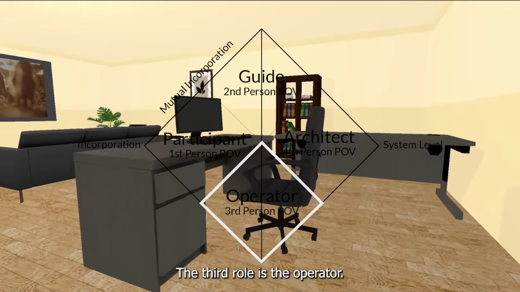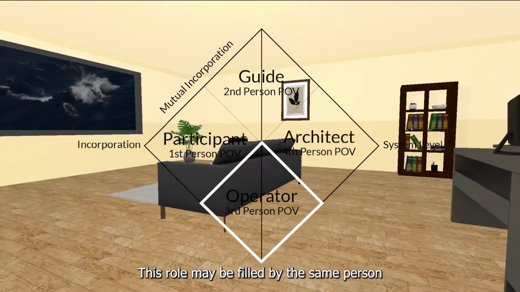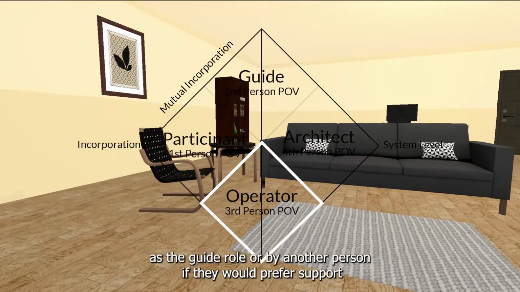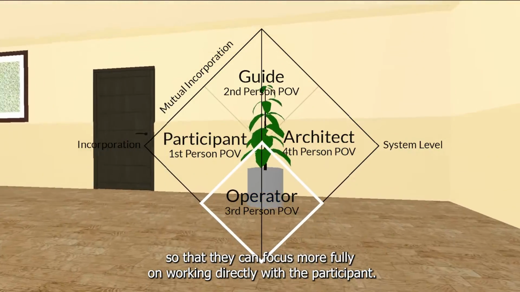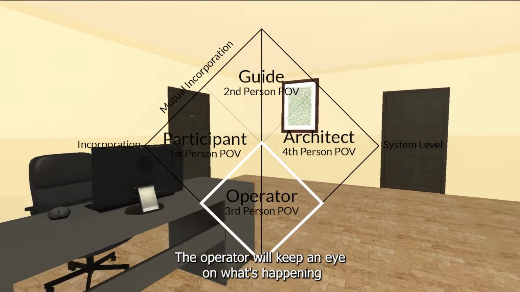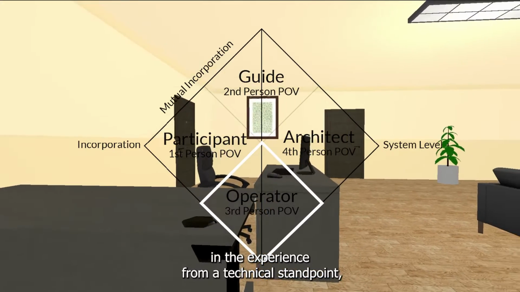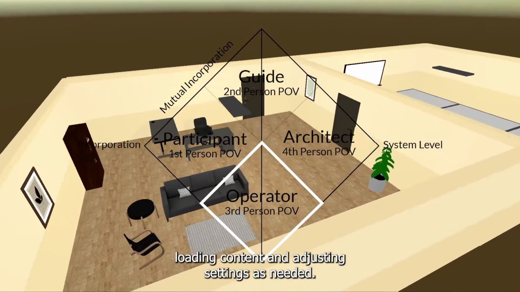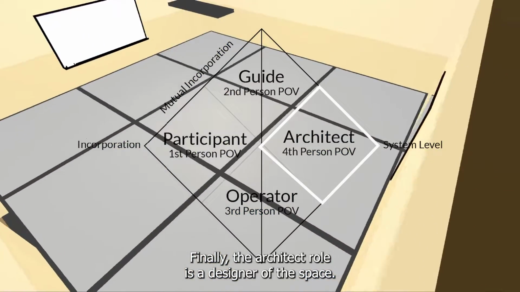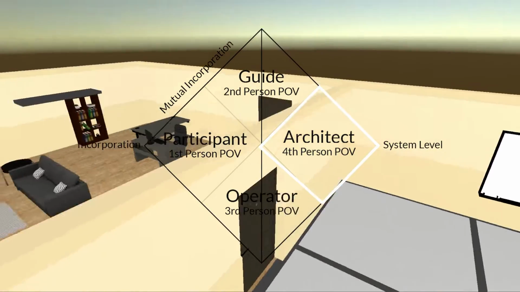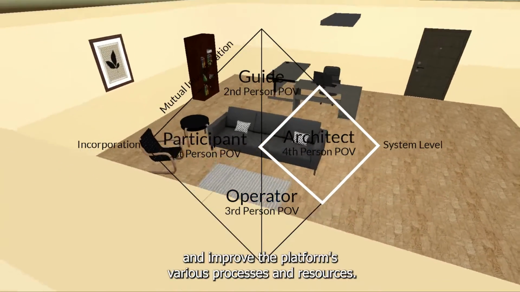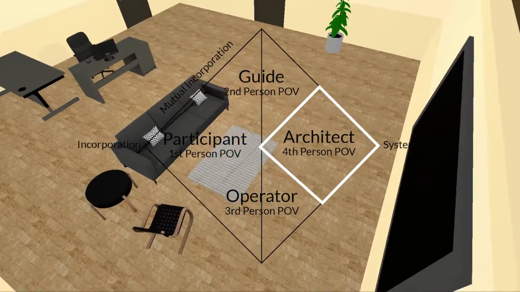The third role is the operator. This role may be filled by the same person as the guide role, or by another person if they would prefer support so that they can focus more fully on working directly with the participant. The operator will keep an eye on what's happening in the experience from a technical standpoint, loading content and adjusting settings as needed. Finally, the architect role is a designer of the space. They are not present during applied work and serve to maintain and improve the platform's various processes and resources.